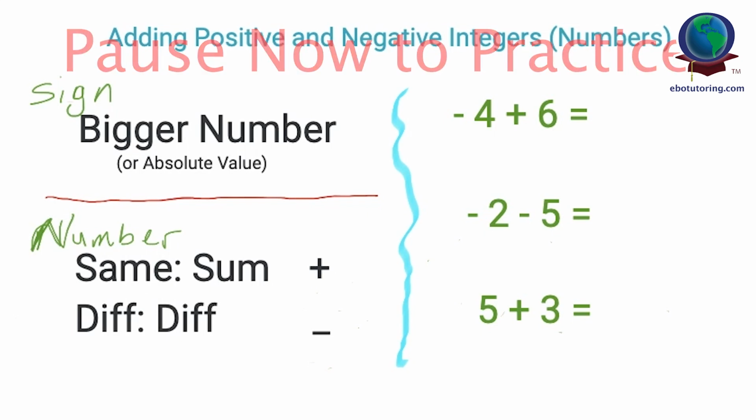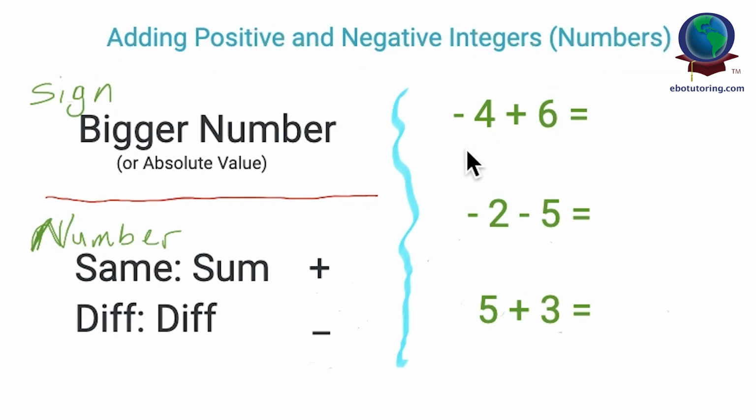Negative 4 plus 6. Remember, the bigger number of these two is 6. So that's rule number 1. Bigger number or absolute value is 6. It's bigger than 4. So the answer is going to be positive. We don't need to put a sign.